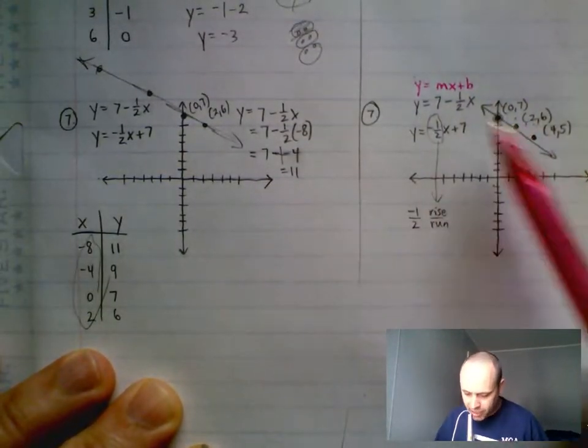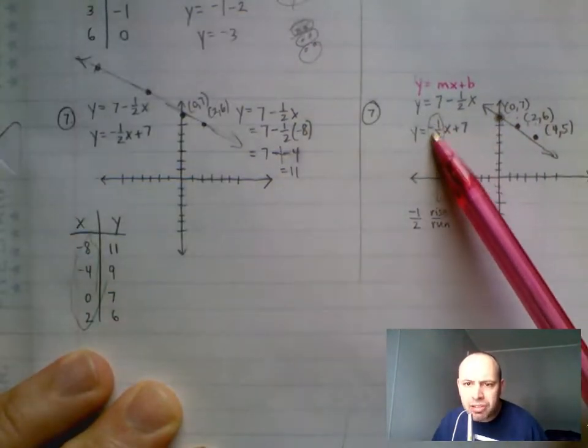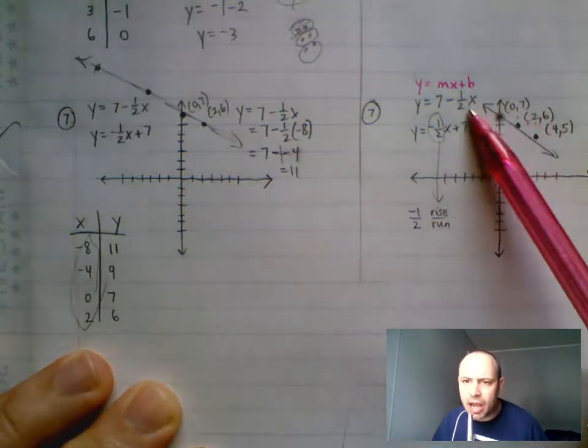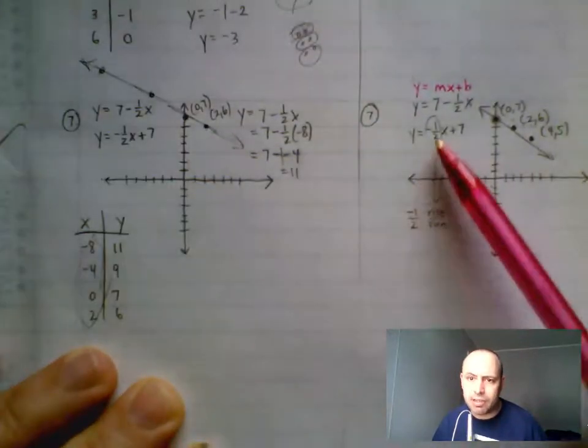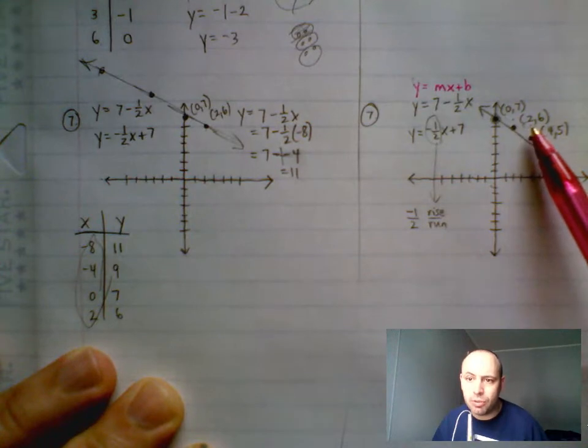So our first point here is the +7. So that will be here. And then this rise over our run is going to dictate what happens with the rest of the line. So every time we run 2, we drop 1. We run 2, we drop 1.